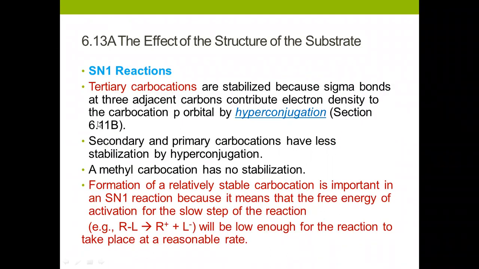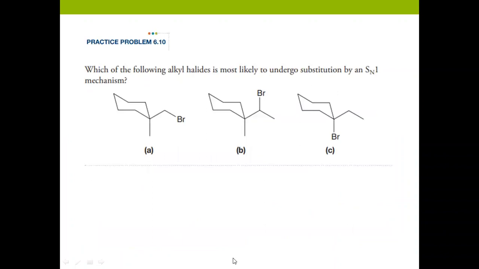And you always have to remember the formation of a relatively stable carbocation, like when you have the substrate, you have the R group with the leaving group here. Whenever you produce your carbocation, whatever factors stabilize your carbocation, such as your tertiary carbocation, then it will be reasonable to have the SN1 reaction pathway. So let's have a question. Which of the following alkyl halides is most likely to undergo substitution by SN1 mechanism? A, B, C.